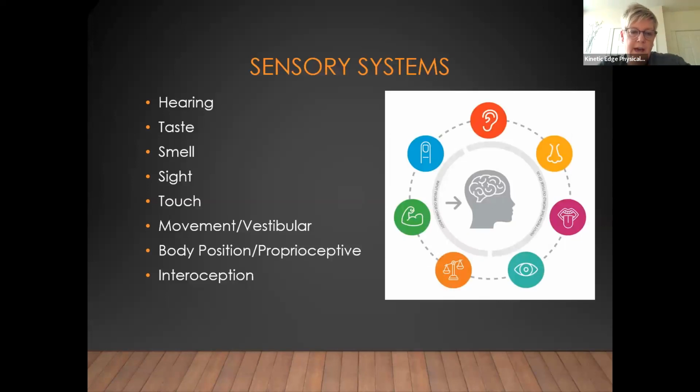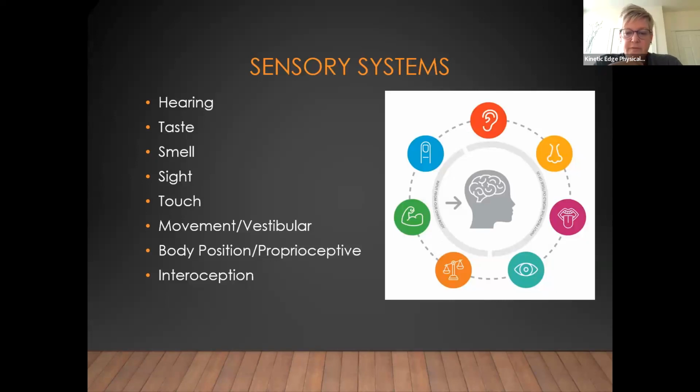So we look at 8 sensory systems. Those top 5 are the ones that are most known. And if you're an elementary teacher, you probably teach those in your classrooms, so they are quite familiar to us. The bottom 3 are a bit more unfamiliar. So we have movement or vestibular, body position or proprioception, and interoception.